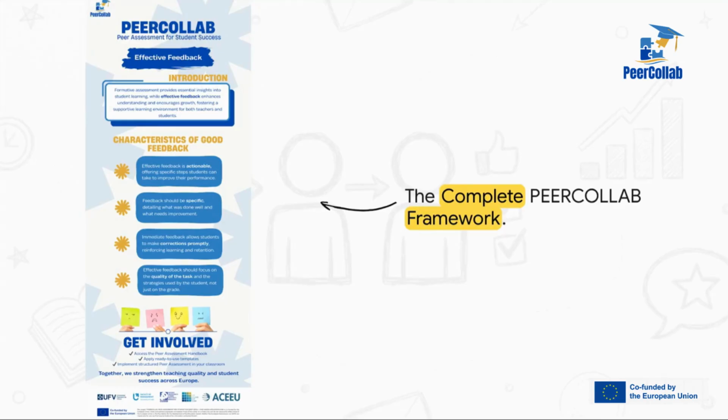Okay, let's take a step back and look at the whole picture. Here is the complete PeerCollab framework from a bird's eye view, which, by the way, is an initiative co-funded by the European Union. You don't need to read every tiny line here, but what really matters is seeing the shape of this interconnected system. It flows deliberately from the core philosophy at the top, straight down through those 4 characteristics we just talked about. Seeing it laid out like this really drives home that these aren't just random, isolated tips. They form a cohesive system designed to completely overhaul the feedback loop and create a genuinely supportive classroom.